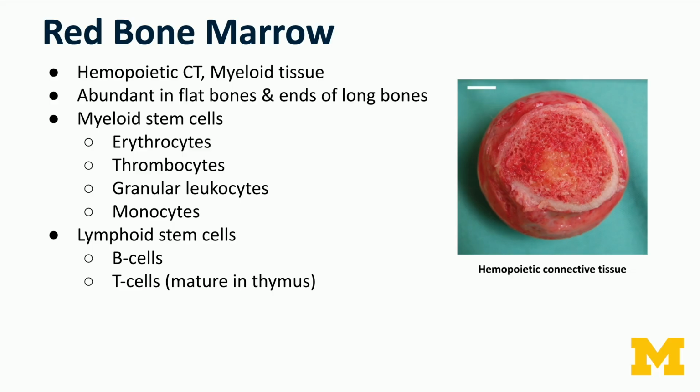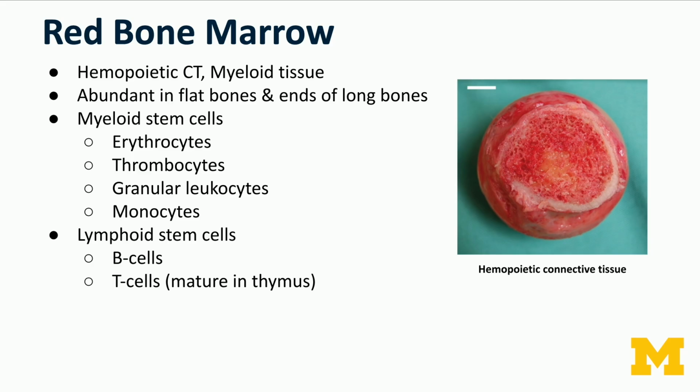So let's take a look at the hematopoietic connective tissue, or the red bone marrow, a rose by any other name. So it already has two names that you're aware of. We also sometimes refer to this as myeloid tissue. This is very abundant in both flat bones and the ends of long bones, so the epiphyses and metaphyses of long bones. And it basically is a large collection of both myeloid and lymphoid stem cells.